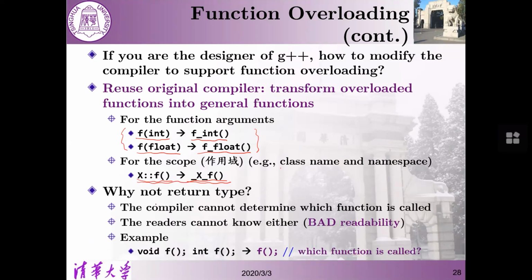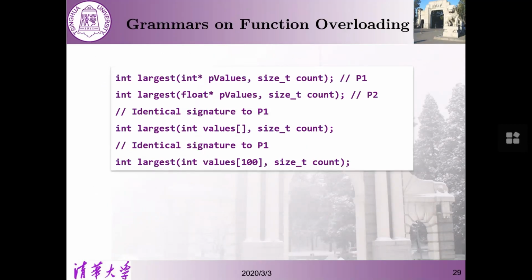Why not return type? We are overloading by parameters, actually. We cannot overload by return type. That is because if we have two versions of overloaded functions, one returns void, one returns integer, then if we have this function call, we don't know which version is called, right? Reader cannot know, compiler cannot know. So that's why we do not use return type for overloading functions.